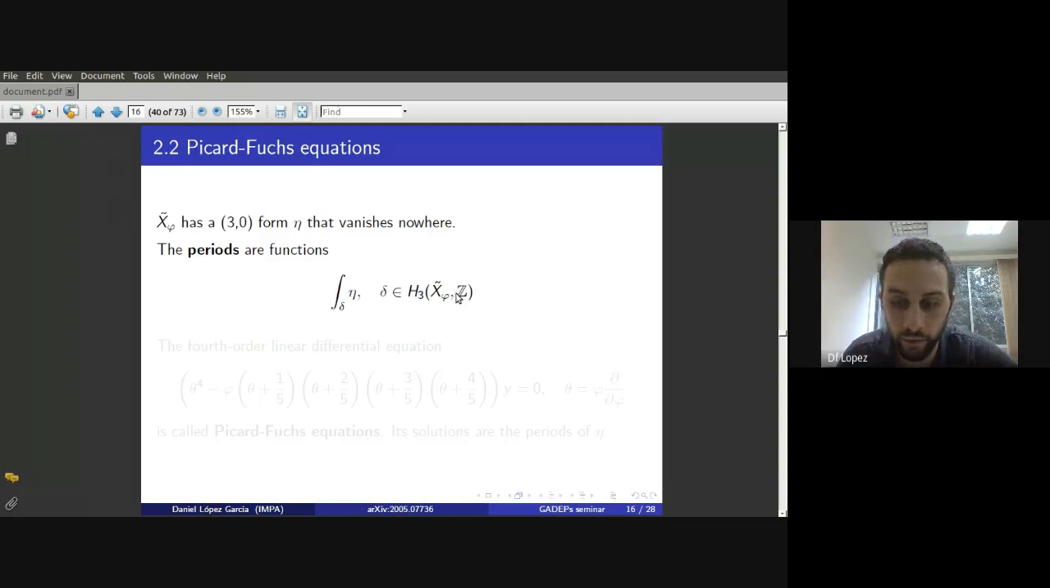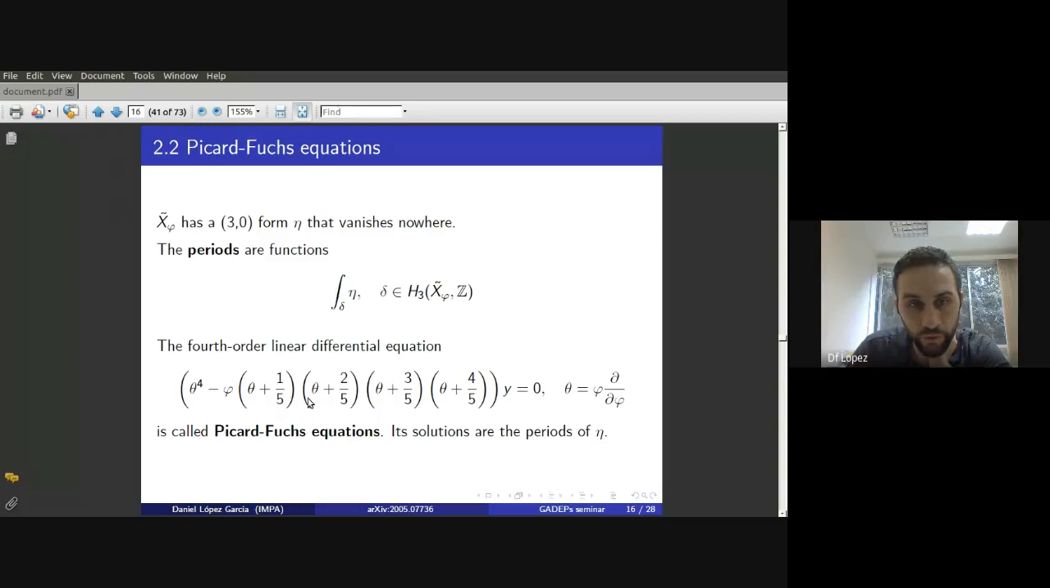Now, let me introduce this differential equation. It's the Picard-Fuchs equation.